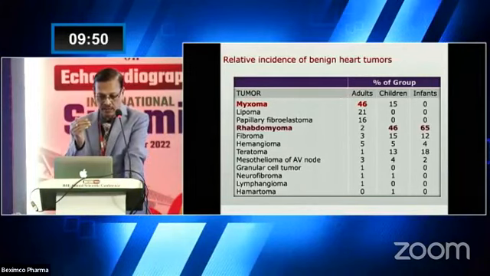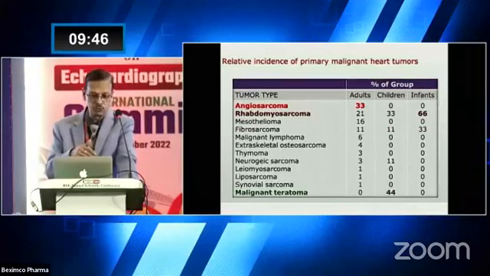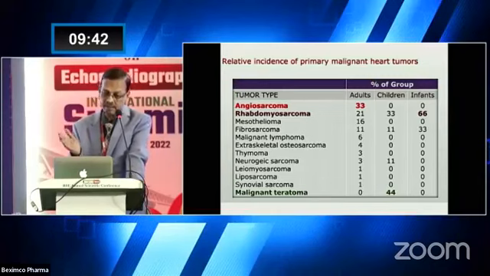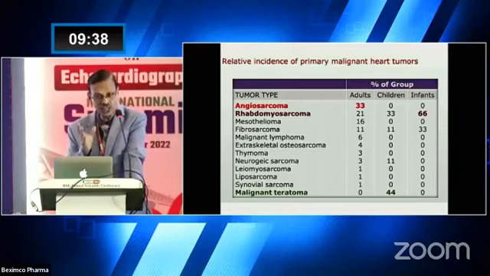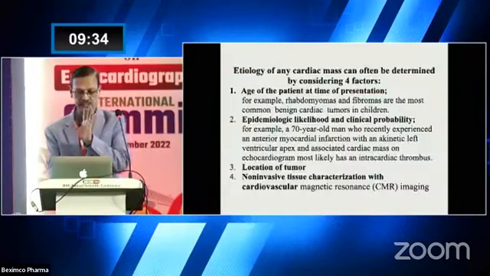In children and infants, it is different. But if you go to the malignant tumors, angiosarcoma is the commonest in adults, in infants it is rhabdomyosarcoma, and in children it is mainly the teratoma. So it is a very important thing.